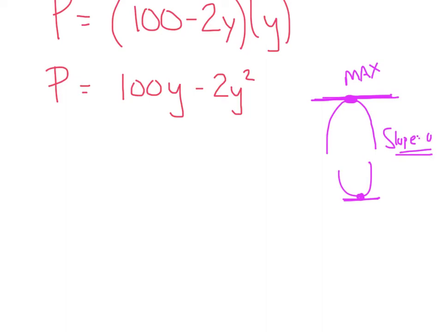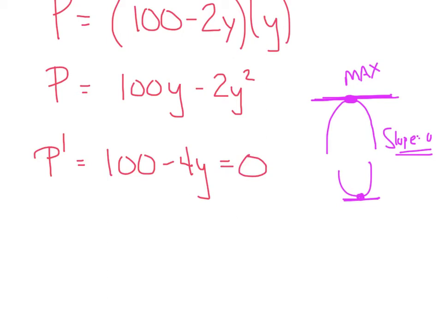All right, so you've got to know, if you get one thing out of this, if you want to maximize or minimize, you are setting your derivative equal to 0. So I'm going to find p prime here. So I get 100 minus 4y. And again, I'm setting that equal to 0.